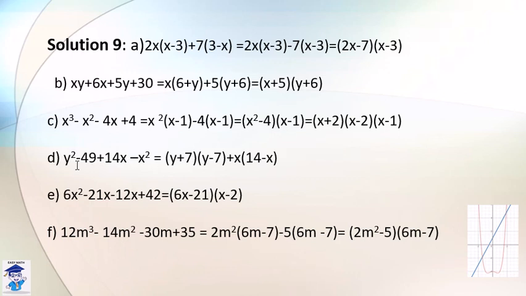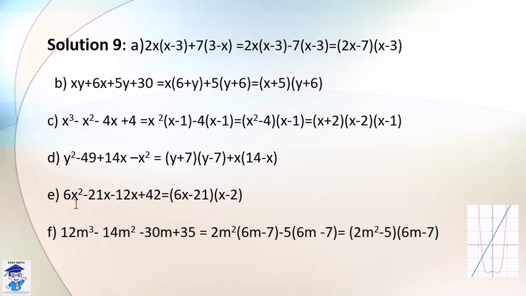Number D, y squared minus 49 plus 14x minus x squared. So we can make the first two terms y plus 7 times y minus 7, and the last two terms made x times 14 minus x, because they have the same x. Take out. This is the final answer already.